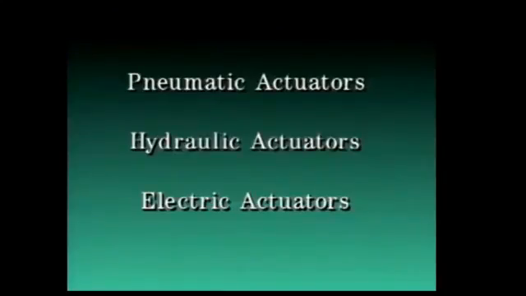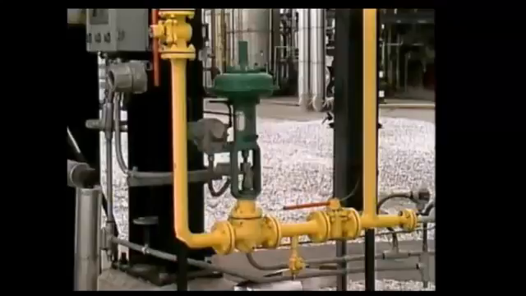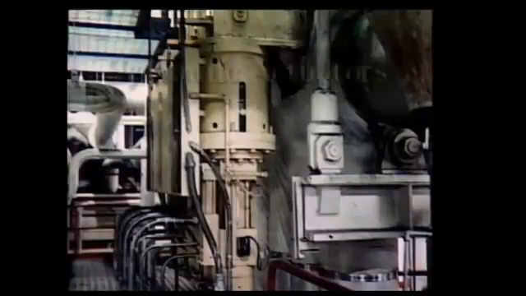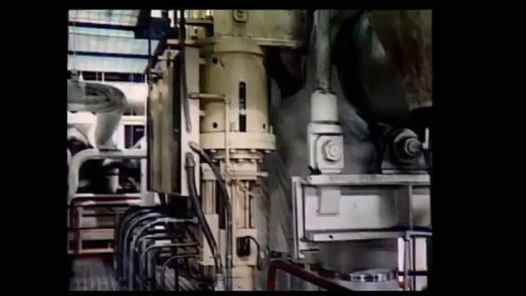There are three basic types of actuators: pneumatic actuators, hydraulic actuators, and electric actuators. Pneumatic actuators use air pressure to produce motion to position a valve. They're probably the most common type of actuator used in process systems. Actuators that are powered by a pressurized liquid, such as hydraulic fluid, are called hydraulic actuators. Compared to pneumatic actuators, hydraulic actuators of the same size are usually more powerful.